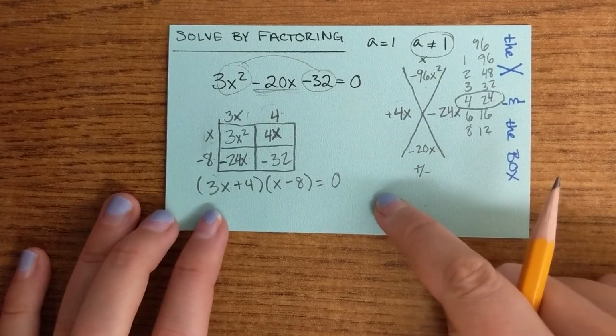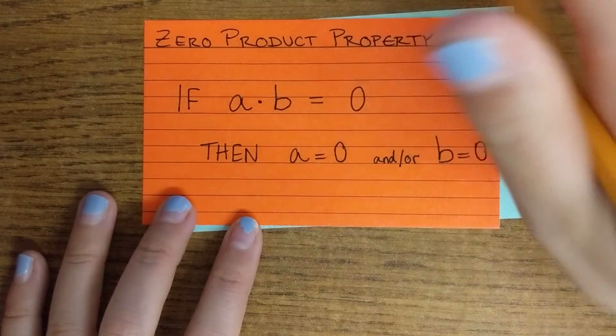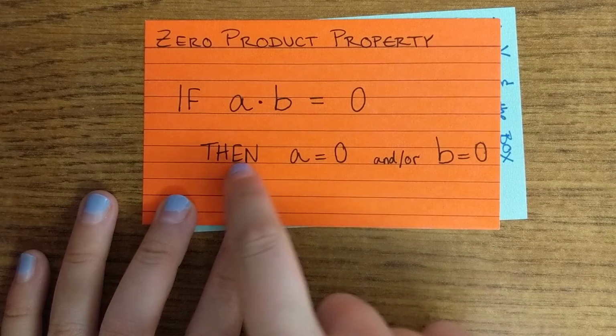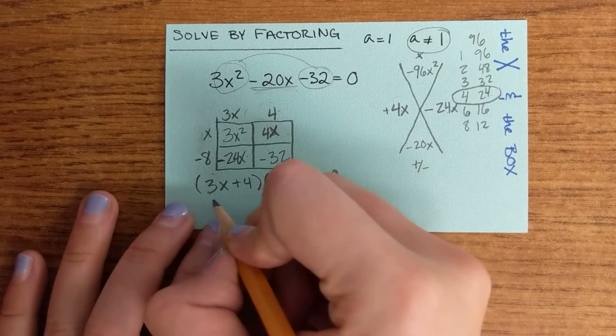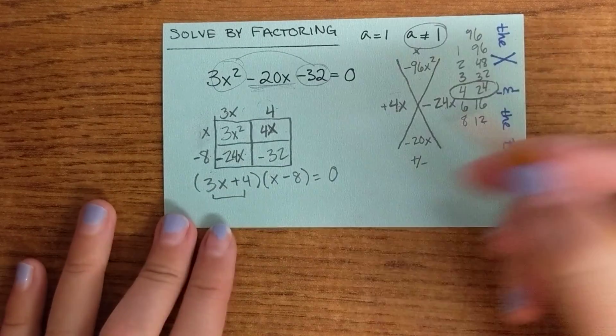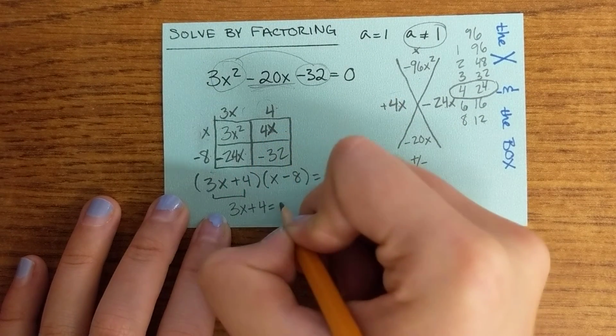You are done factoring, but you still need to solve. When we make it equal to 0, we use the zero product property. If a times b equals 0, then a equals 0 and or b equals 0. Make this factor equal to 0. 3x plus 4 equals 0.